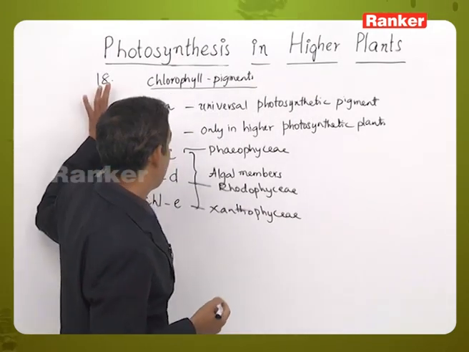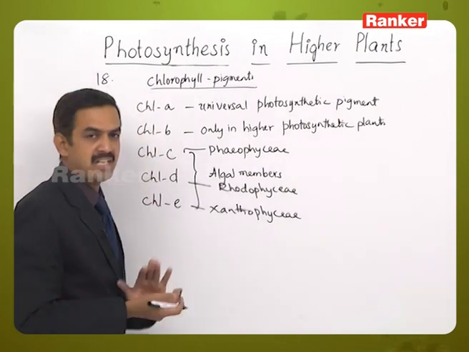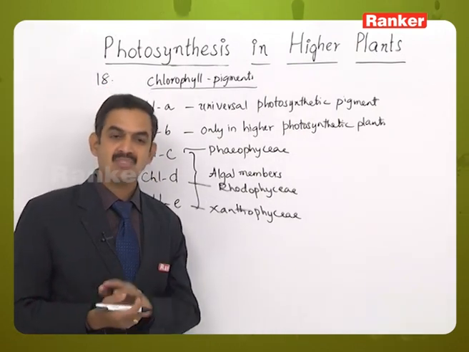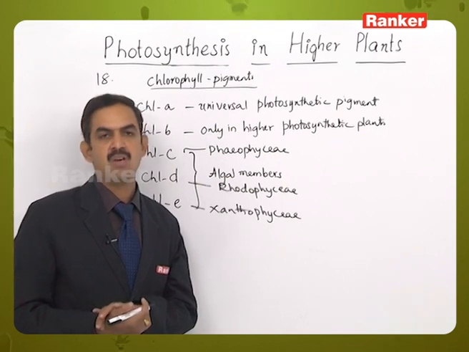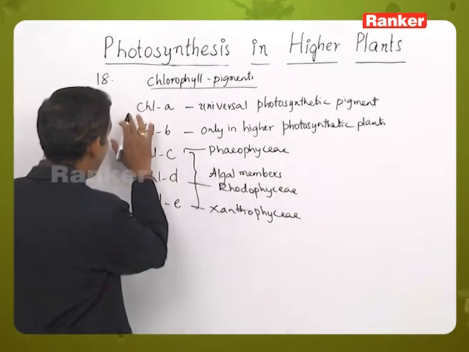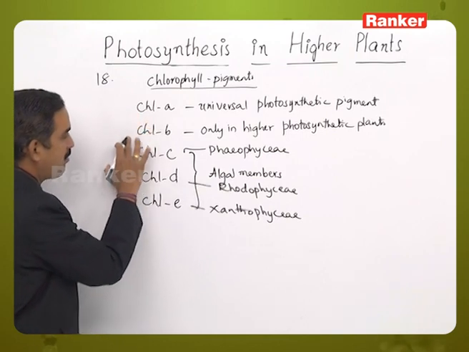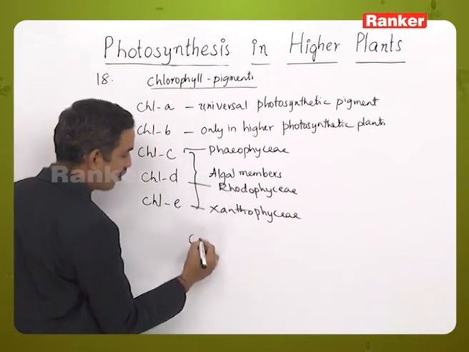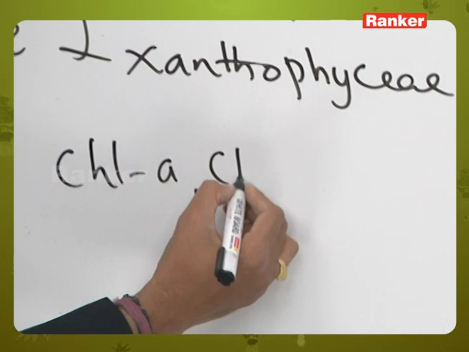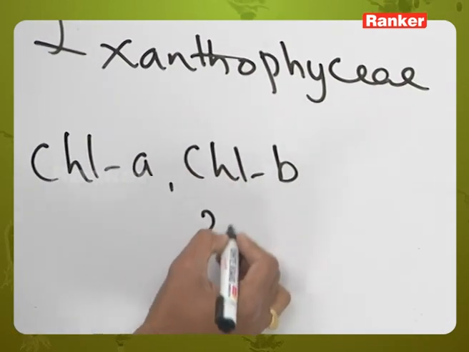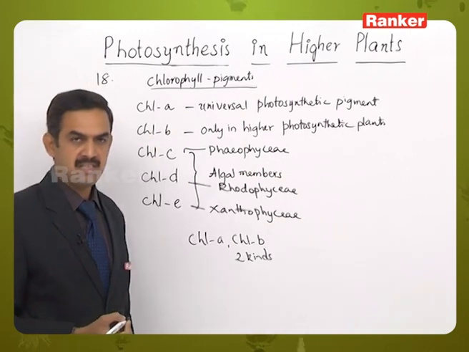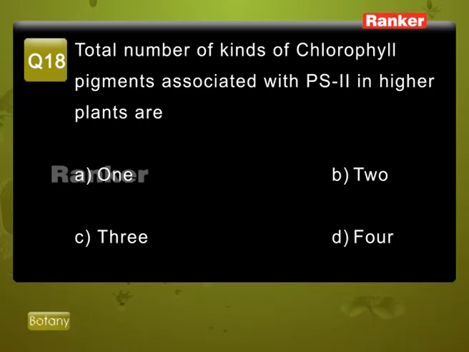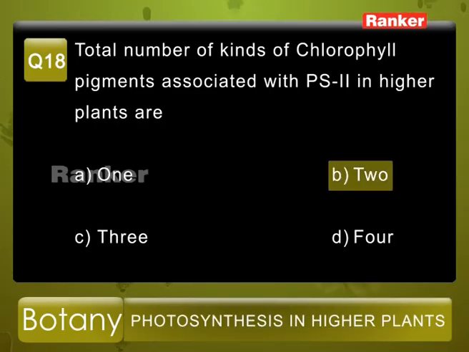Along with chlorophyll A, the question is related to the number of kinds of chlorophyll molecules present in higher plants required for photosynthesis. As we know, the total number of kinds of chlorophyll molecules is 5, but out of that only chlorophyll A and chlorophyll B are the two kinds of chlorophyll pigments required for photosynthesis in the higher plants. So from the given options, option B is the correct answer.